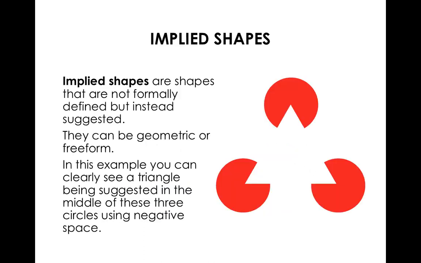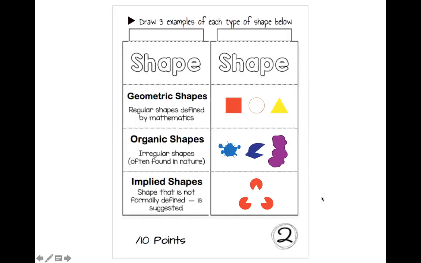The last type of shape we're gonna talk about today is called an implied shape. So you can see right here that there is an implied triangle, but there's not actually a triangle there, right? So these three semicircles give the illusion that there is a triangle there, but there's not actually one. So it's using the space to create a shape. That's called an implied shape. So on slide two of your digital sketchbook, you just have to give me some examples of each.